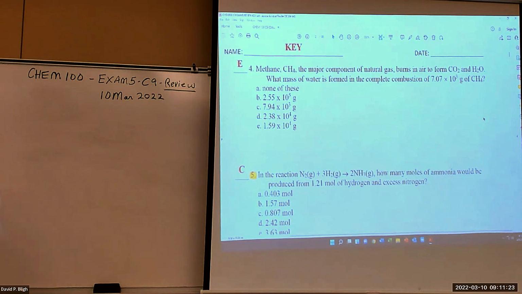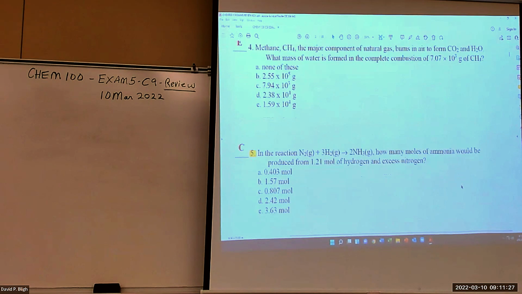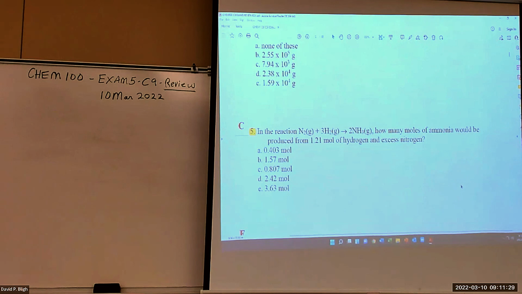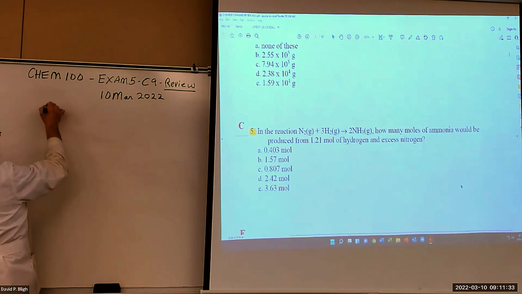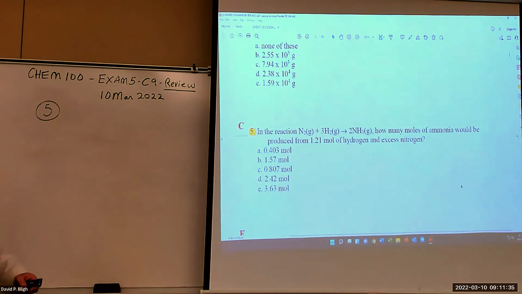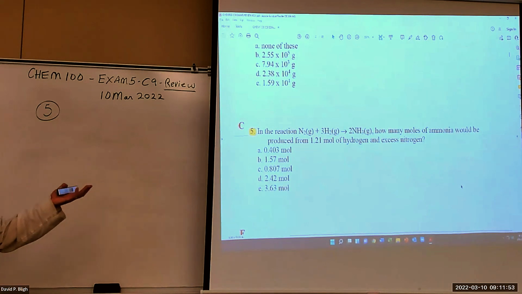Okay, I better scroll that one a little bit. Chop off the bottom answer, even though the bottom answer is not the right one. Suppose we don't know that. In this reaction, which looks familiar, nitrogen plus hydrogen yields ammonia. That's Haber's reaction. How many moles of ammonia will be produced from 1.21 moles of hydrogen and excess nitrogen? Actually, this is a simpler problem than the one we just did.